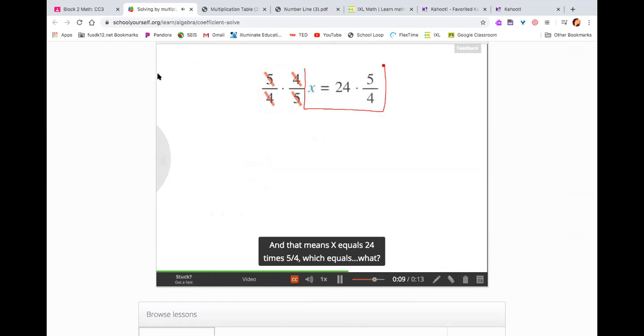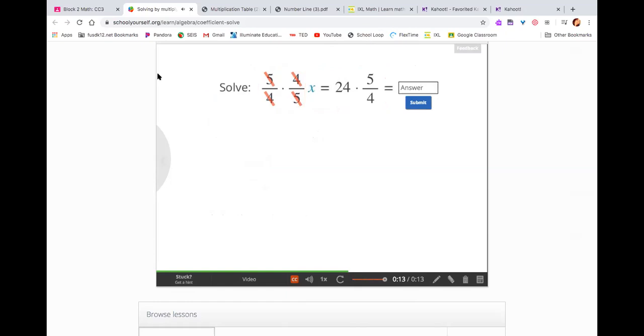And that means x equals 24 times 5/4, which equals what? And how would I do that? I have a fraction times a whole number. A line and a 1. So does 4 go into 24? Yes, 6 times. Okay, so I'm going to cross off my 24 because I'm writing it another way. I'm going to write it 6 times 4. Now that I did that, I can cross off my 4s, correct? Yes.